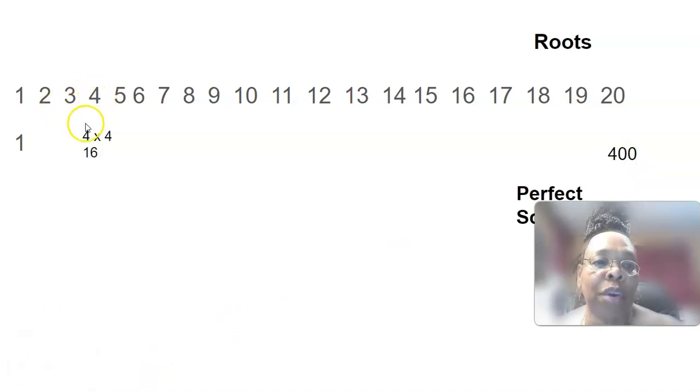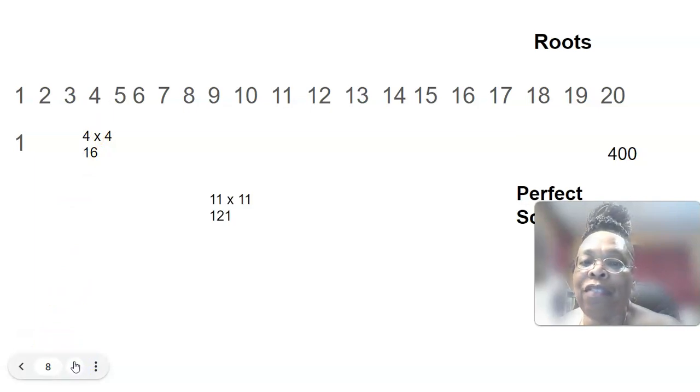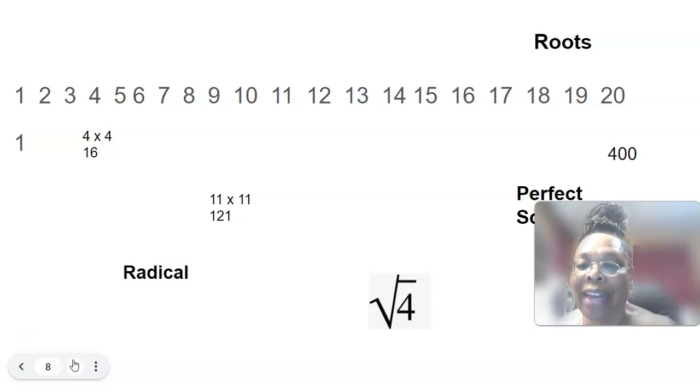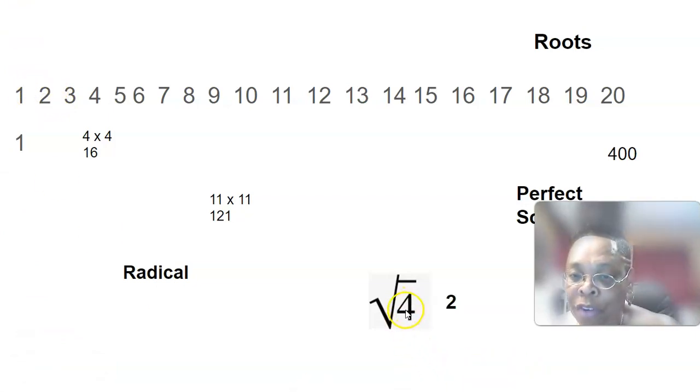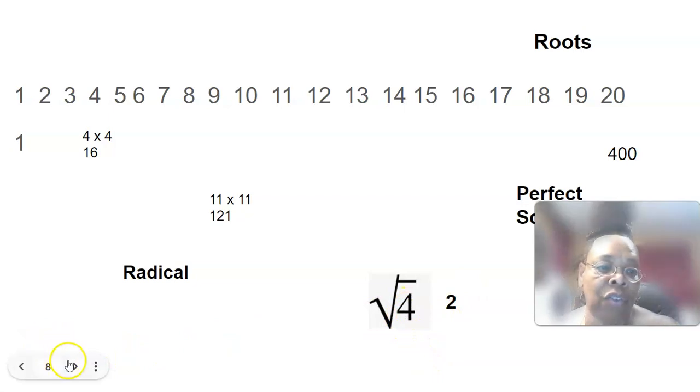4 times 4 gives you 16. 16 is the perfect square. 4 is the root. 11 times 11 gives you 121. 121 is the perfect square. 11 is the root. So when we put it under the radical, for instance, the number 4, we get 2. So 2 times 2 equals 4. The perfect square is 4 and the root is 2.